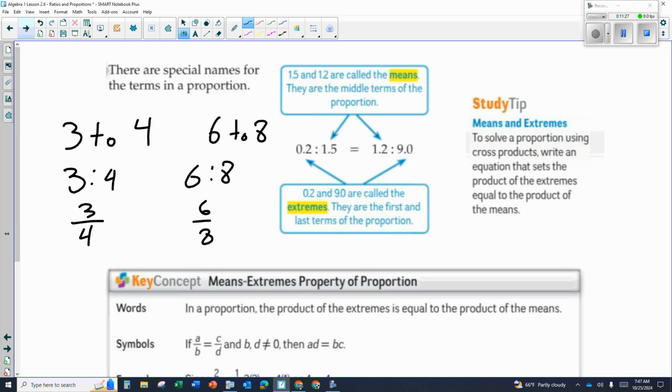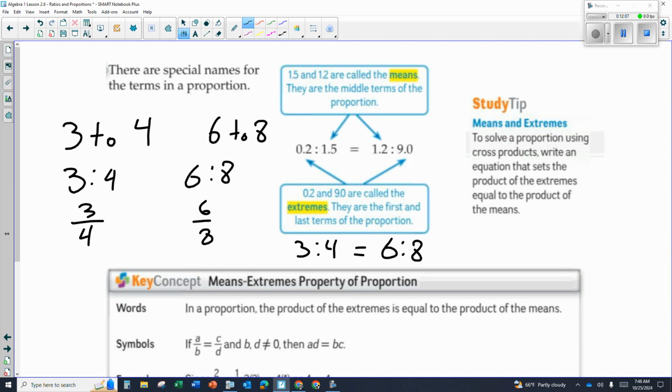So means and extremes. I'm actually going to repeat this with the numbers that I wrote. So it would be 3 to 4 is equal to the ratio of 6 to 8. So the 3 and the 8, just like the 0.2 and the 9.0, are the extremes. They are at the extreme ends of this equality. And then the inside, the 4 and the 6, would be the means, and they're on the inside of this proportion, this one ratio equal to another.